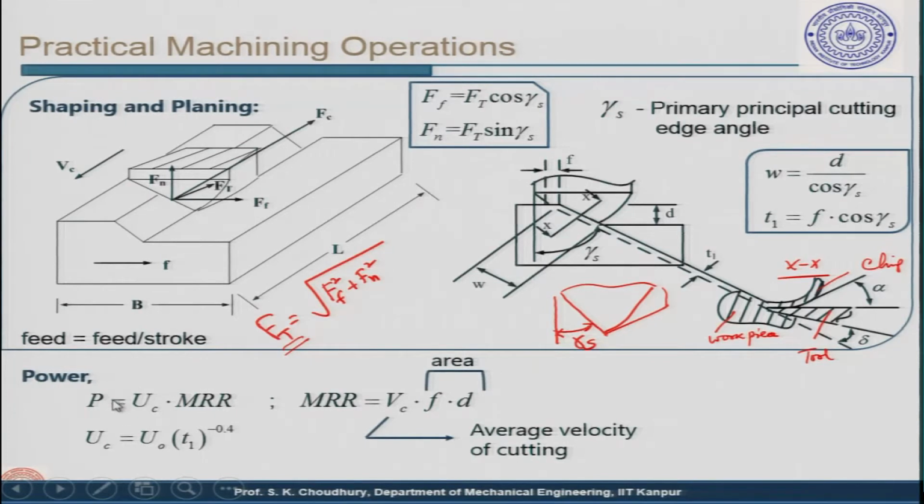So, power here also, in case of shaping and planing, is determined by the specific energy into the material removal rate, and specific energy is given by specific energy constant T1 to the power minus 0.4, and material removal rate is again given by the velocity and the area. Area here is the same as in case of turning, F into d, and the average velocity of cutting will be Vc. Here the average velocity of cutting is taken.